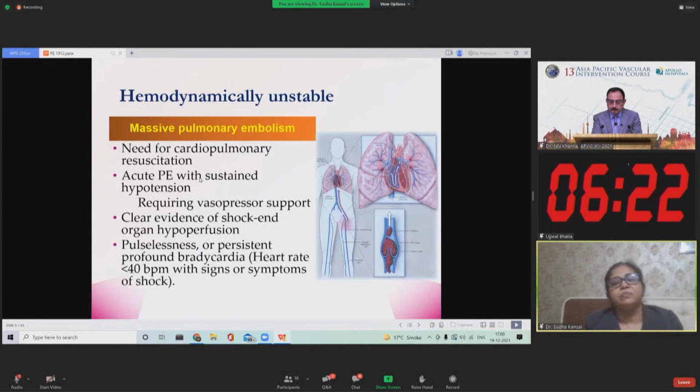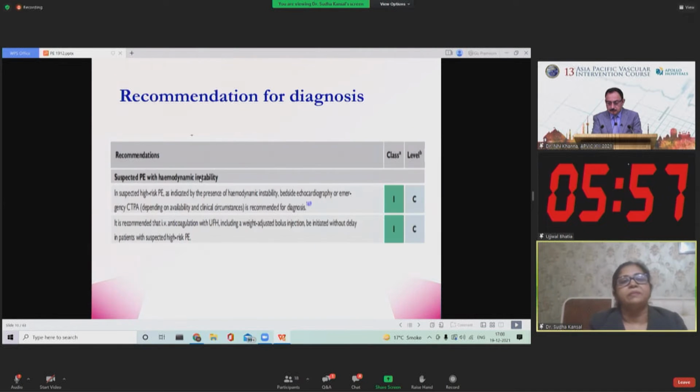So what is massive pulmonary embolism? Massive pulmonary embolism is pulmonary embolism with need for cardiovascular resuscitation or sustained hypotension requiring vasopressor support, and there could be clear evidence of end organ hypoperfusion like cold clammy extremities, confusion, decreased urine output, or it can be pulselessness or persistent profound bradycardia.